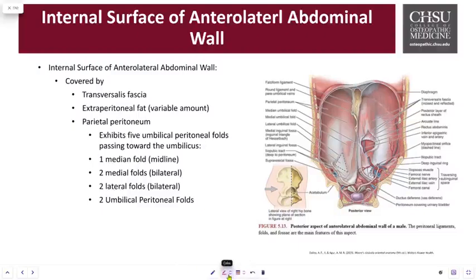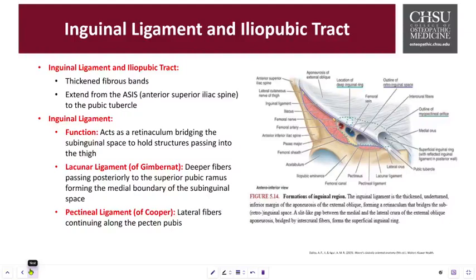So this really is just one collection of them all. So really there's just 5 altogether. Now let's take a look at the inguinal ligament and the iliopubic tract. This is a thickened fibrous band that extends from the ASIS to the pubic tubercle.